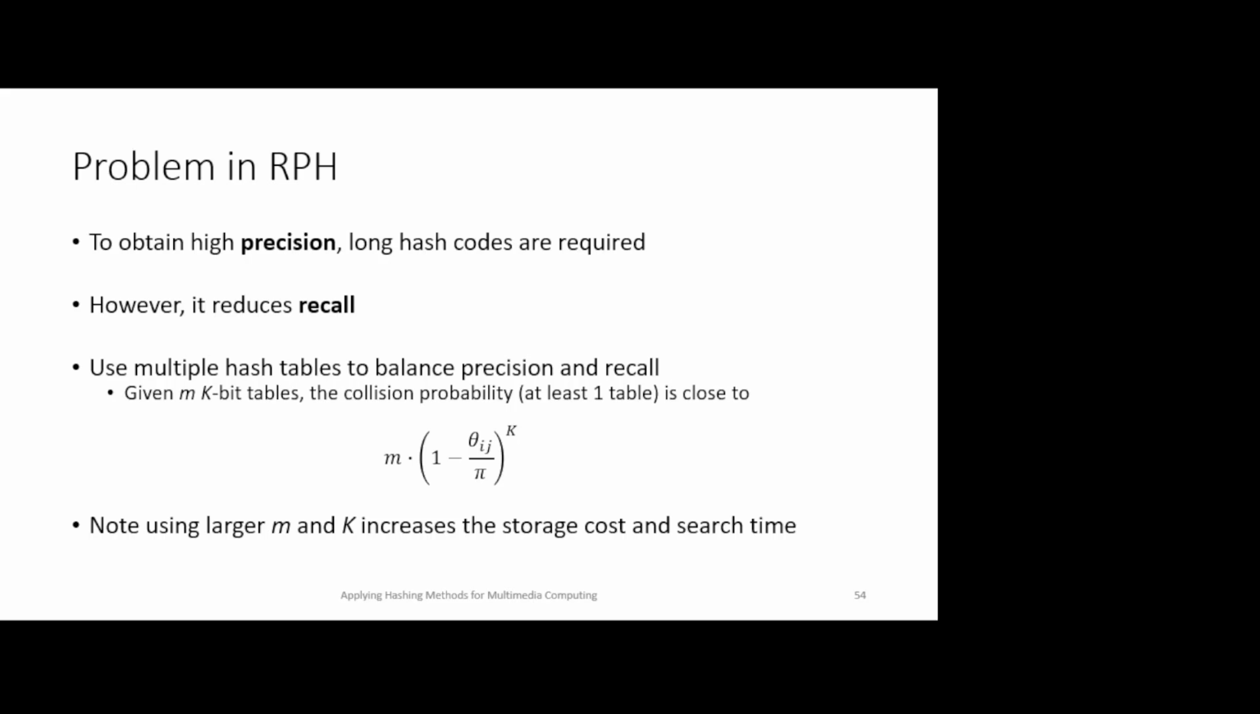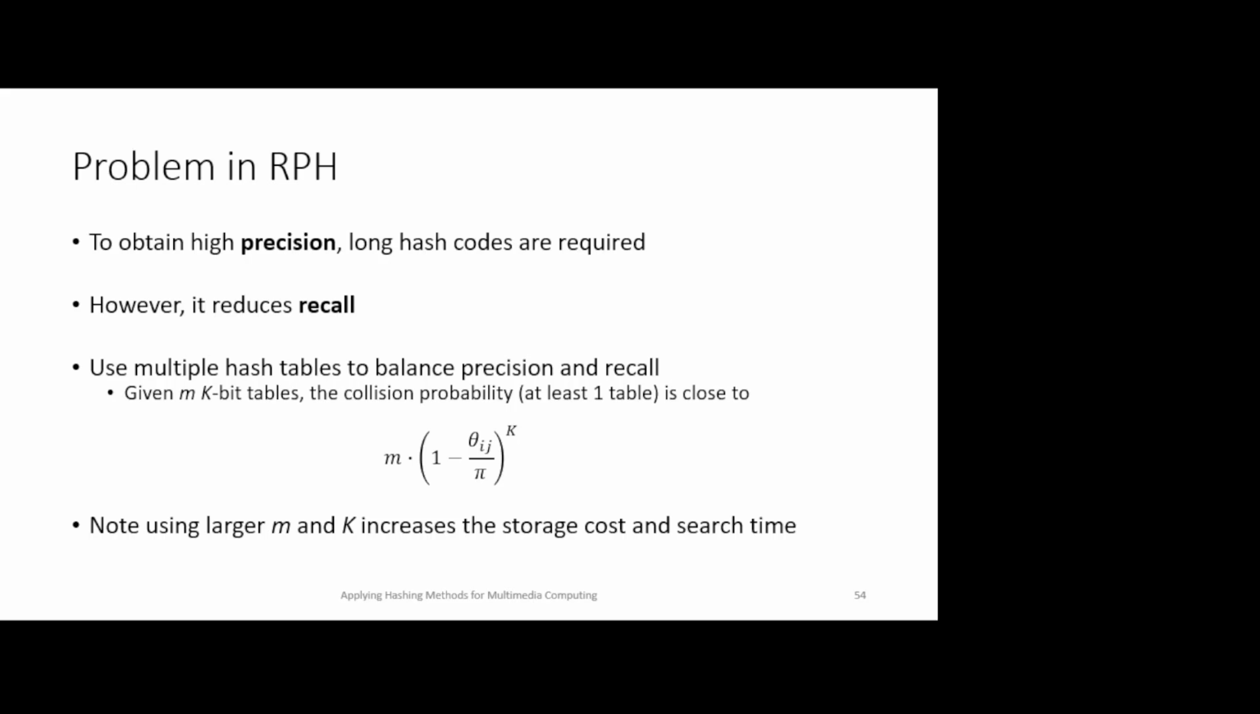But if you use long hash codes, it usually harms your recall. Your recall rate will be degraded, because precision and recall are usually a trade-off. So the idea is we can use multiple hash tables and try to use this to balance the precision and recall.